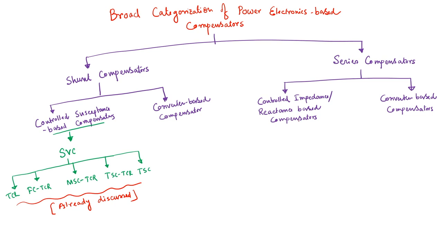Now, similarly, for this controlled impedance or reactance based compensator, we have already discussed there are different groups like thyristor controlled series compensator, that is TCSC, or it could be TSSC, thyristor switched series capacitor, or it can be GCSC, that is GTO controlled series capacitor. Okay. So, this is already discussed in the previous module. So, what is new in this particular topic is converter based compensator, which I am going to discuss in this particular module, and I will continue this discussion at the end of this course also.